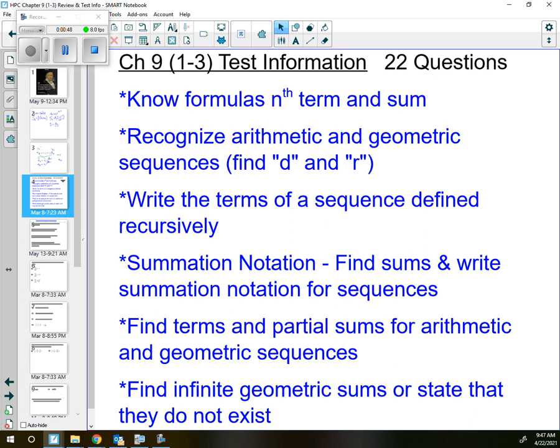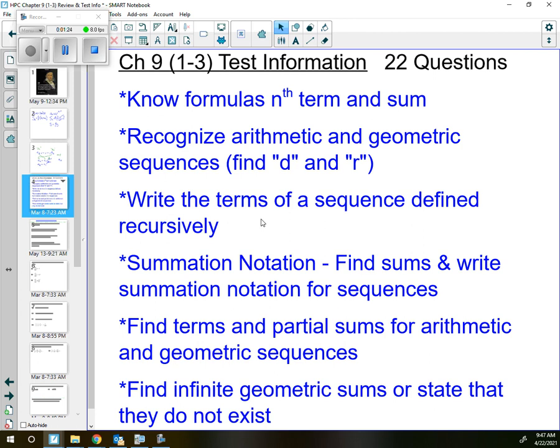Some things that you need to make sure that you know for the test, so you can look this over: knowing those formulas, how they work, recognizing the difference between arithmetic and geometric, so finding a d or finding an r. Make sure you know how to write the terms of a sequence defined recursively. That means you use the previous term to find the next term. So if you want to find a sub k plus 1, you're using the a sub k term with whatever rule it is going to be, say add 7, or times 2 then add 7. You use the previous term to generate the next term. So that's what recursively is talking about.